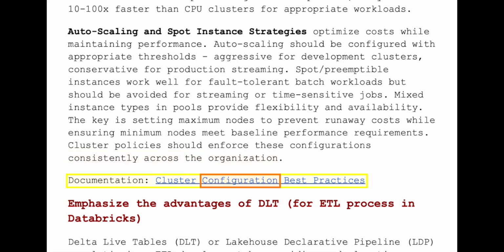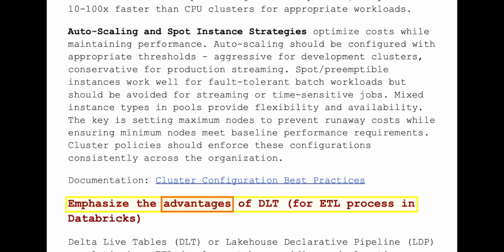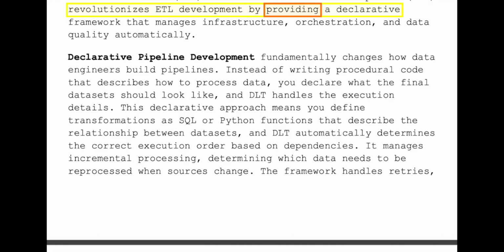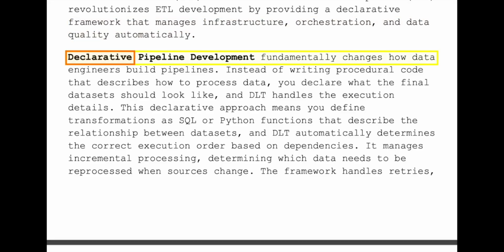Documentation. Cluster configuration best practices emphasize the advantages of DLT for ETL process in Databricks. Delta Live Tables, DLT, or Lakehouse Declarative Pipeline, LDP, revolutionizes ETL development by providing a declarative framework that manages infrastructure, orchestration, and data quality automatically. Declarative pipeline development fundamentally changes how data engineers build pipelines. Instead of writing procedural code that describes how to process data, you declare what the final data set should look like, and DLT handles the execution details.